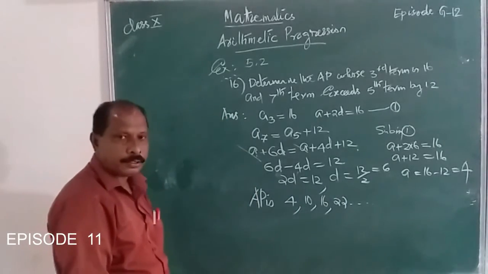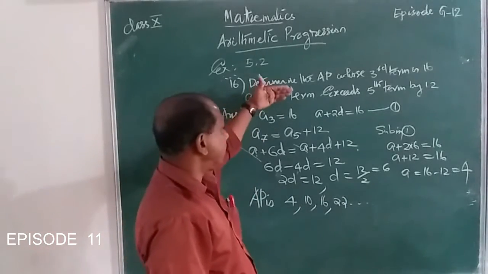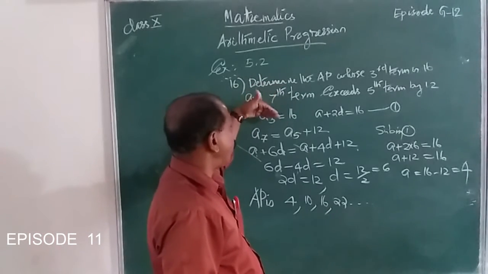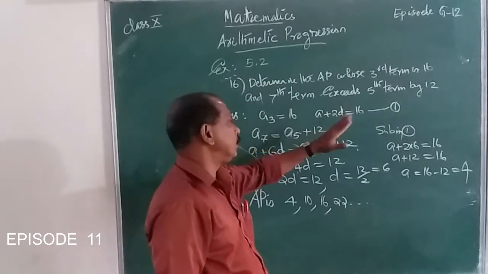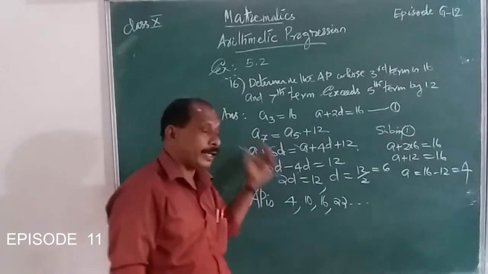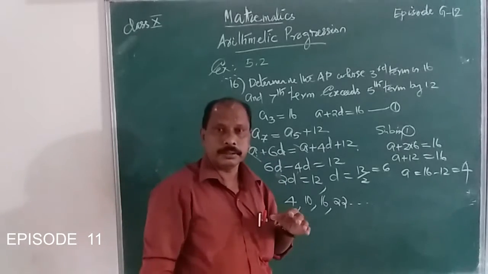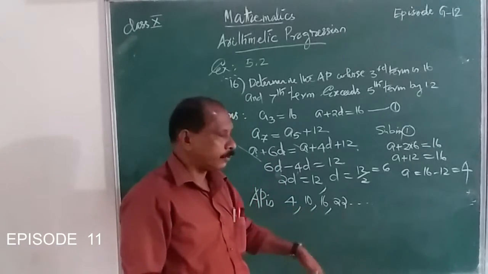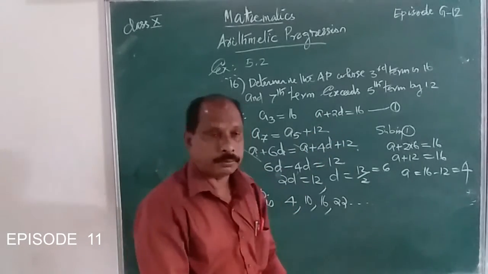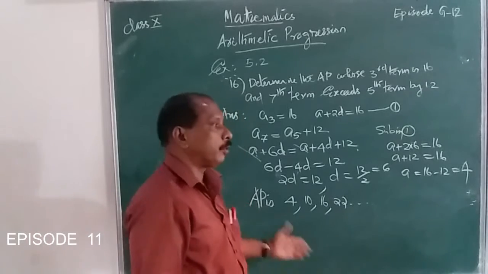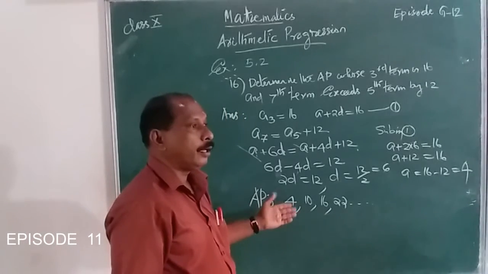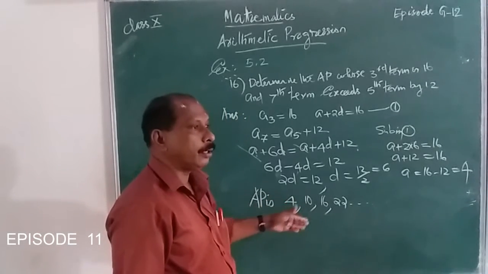First of all, we have A plus 2D equal to 16 and another equation. From these two, A cancels directly and we get D. Then substituting the value of D in the first equation, we get the value of A. Therefore the progression is A, A plus D, A plus 2D, A plus 3D, etc.